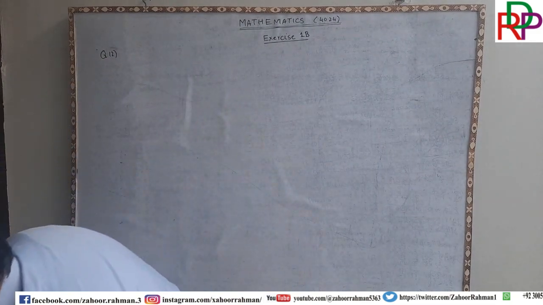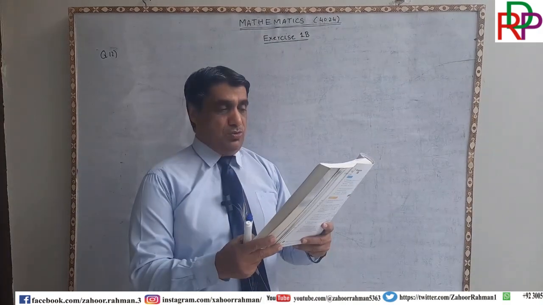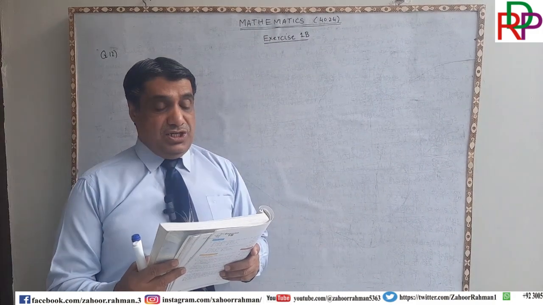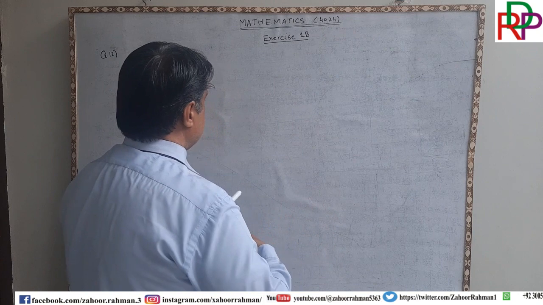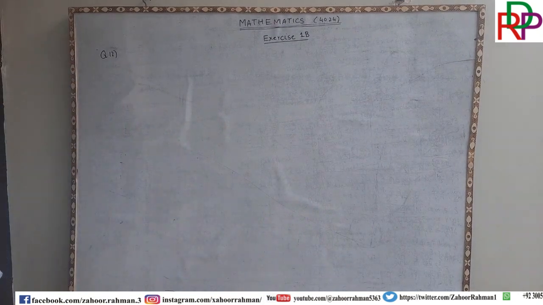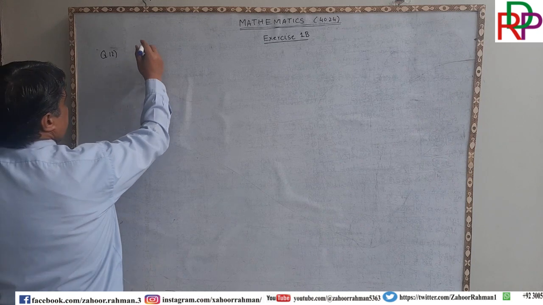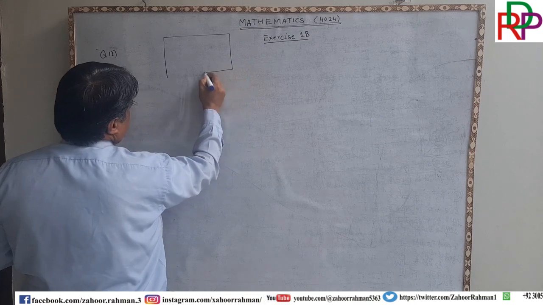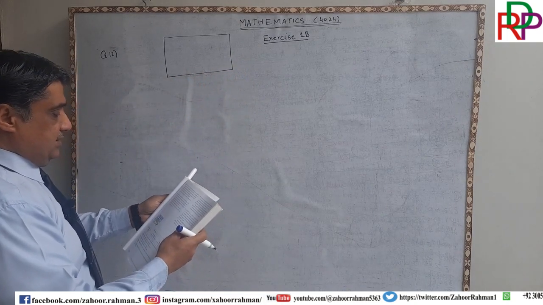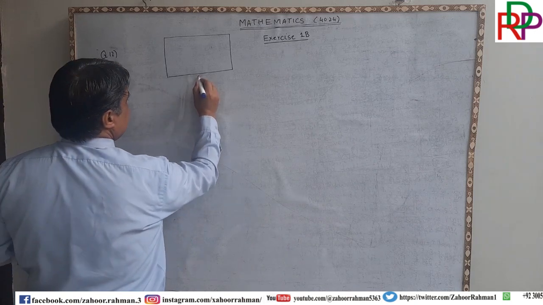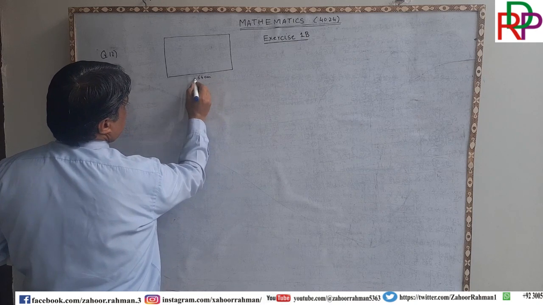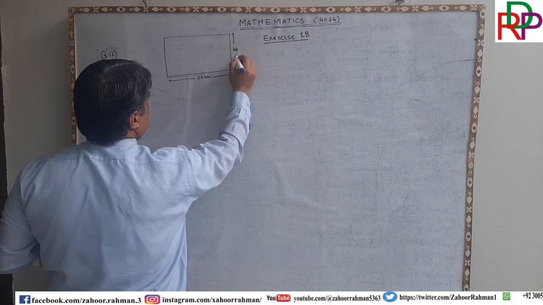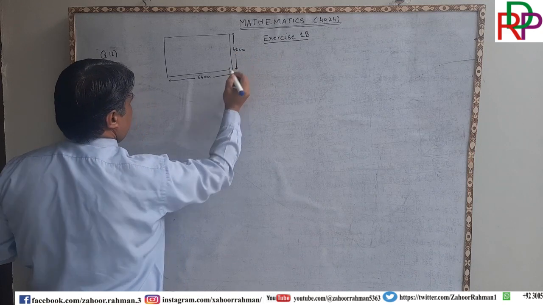So let's understand the question, and that question is given on page number 22. Question number 12 is saying Katie wishes to cut some squares from a sheet of avant-garde. The length of this sheet is 64 centimeter, and its breadth is 48 centimeter. These are the dimensions of this avant-garde sheet.